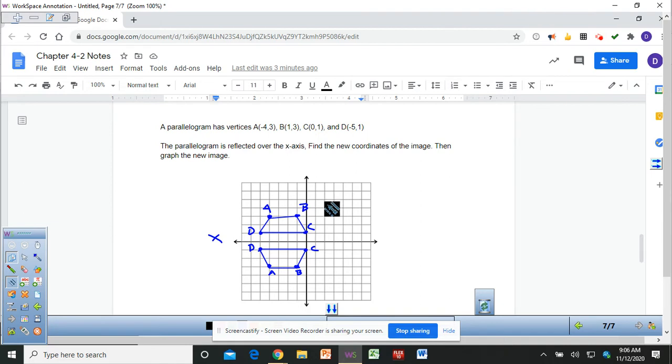Now, if it was the y-axis, we would have gone the other way. But it's the x-axis, so we go how far away from the x-axis it is. So like right here, we went 1, 2, 3 spots. So here we went 1, 2, 3 spots. Same thing for A. We were 3 spots away here. 1, 2, 3.